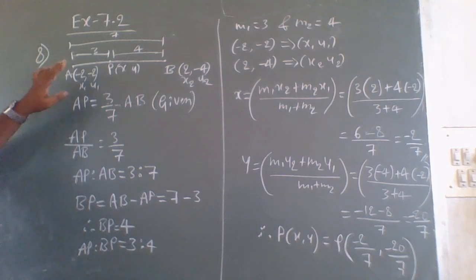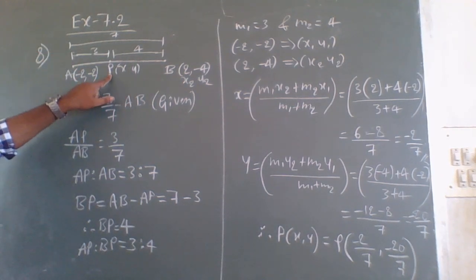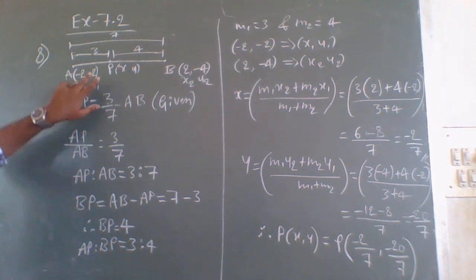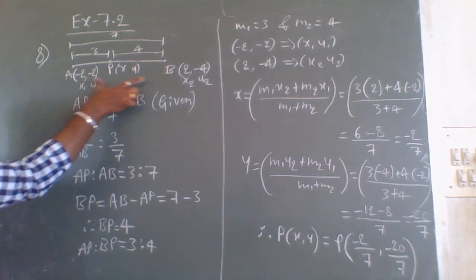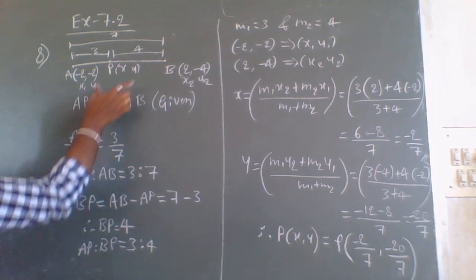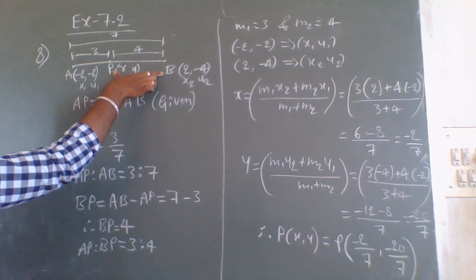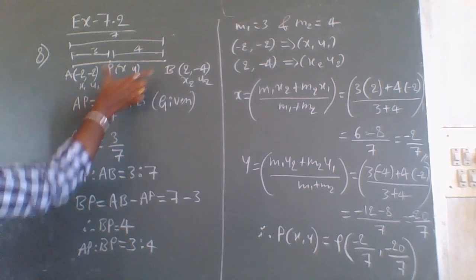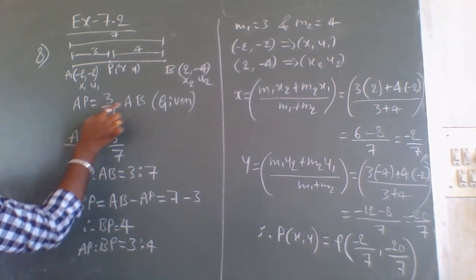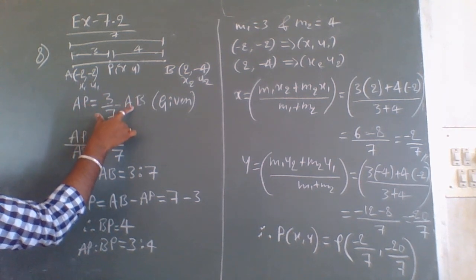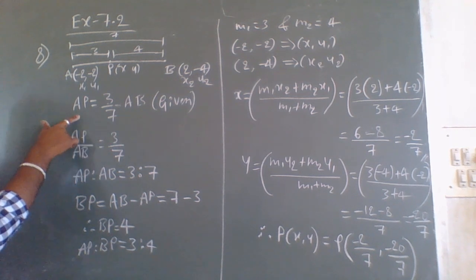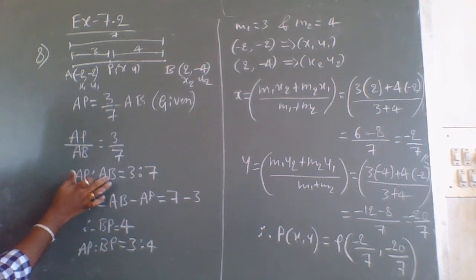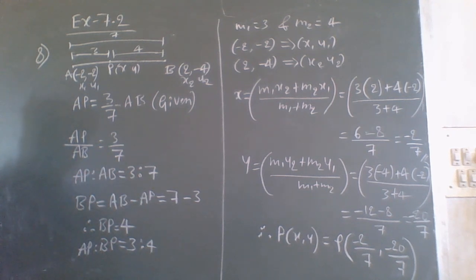Here they have given the AP and AB ratio, meaning the length AP and the full length AB. They have not given the length of BP, so first we have to calculate the BP value. How to calculate it? They have given AP is equal to 3 by 7 AB. If we take AB to the left hand side, it becomes AP by AB is equal to 3 by 7. Means AP is to AB is equal to 3 is to 7.